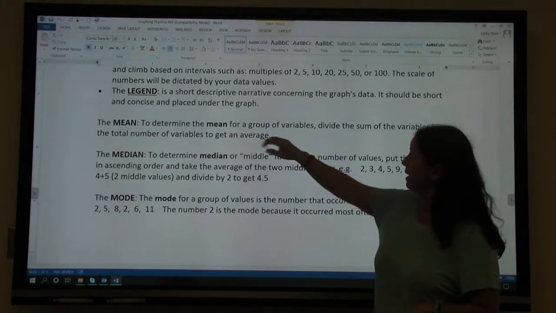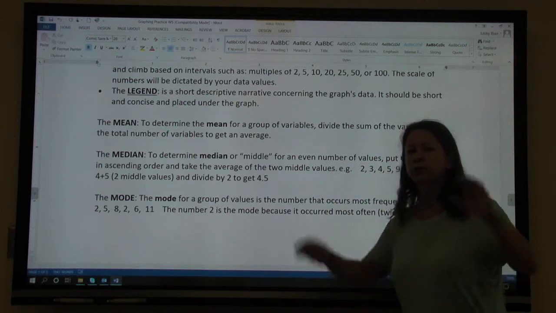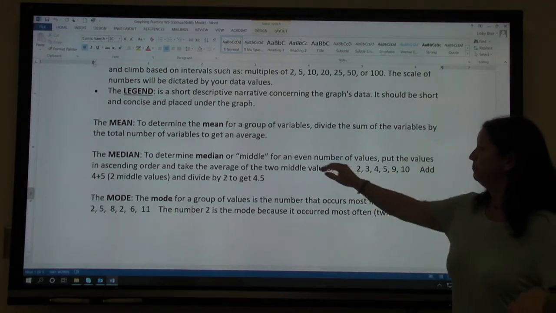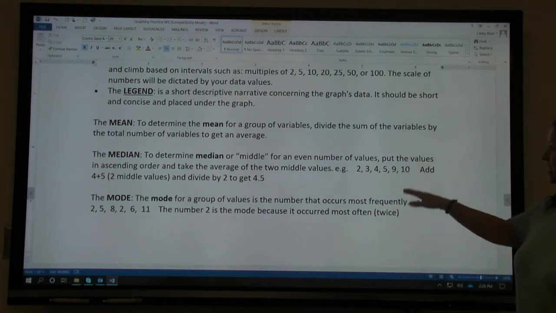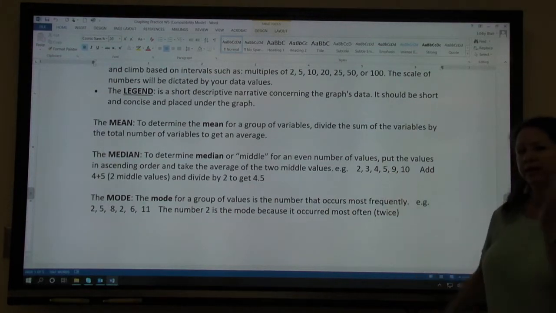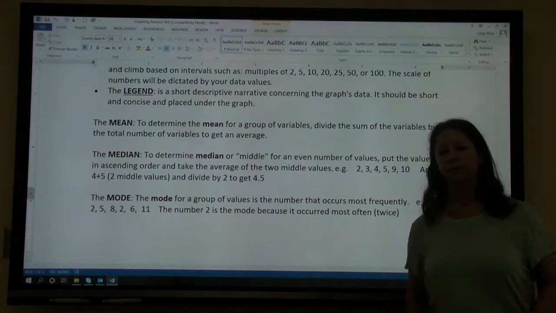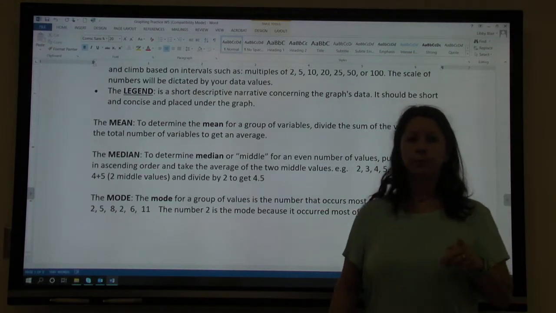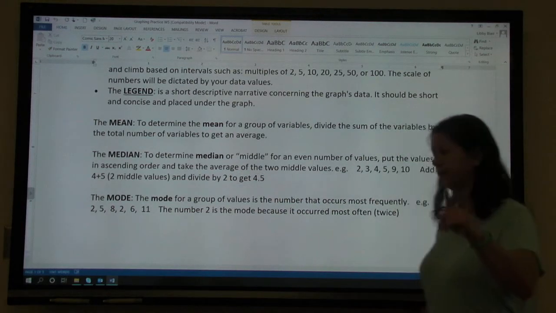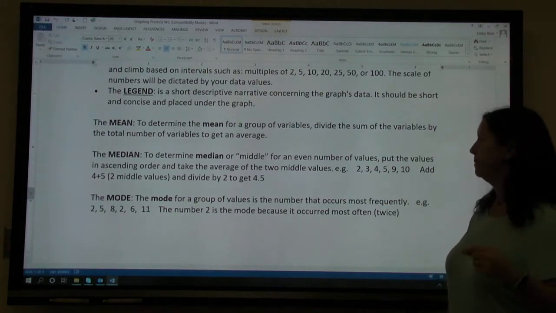Remember that the mean is basically an average. Add up all your numbers, divide by the number of digits you have. The median is the one that's in the middle. For example, if you have an even number of values, you have to add the two together, 4 plus 5, and divide by 2. But if you have an odd number, it's literally the one in the middle. And remember to always put your numbers in order from smallest to biggest to get your median. Don't forget that.